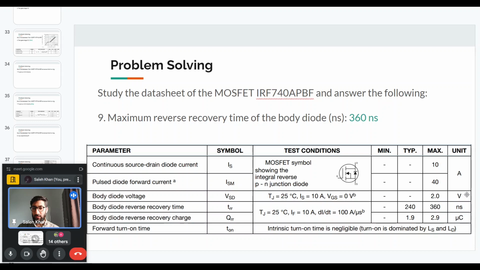And as I mentioned in the summary, the turn on time is actually very negligible. So that is why it is not given here. It is said that the intrinsic turn on time is negligible.